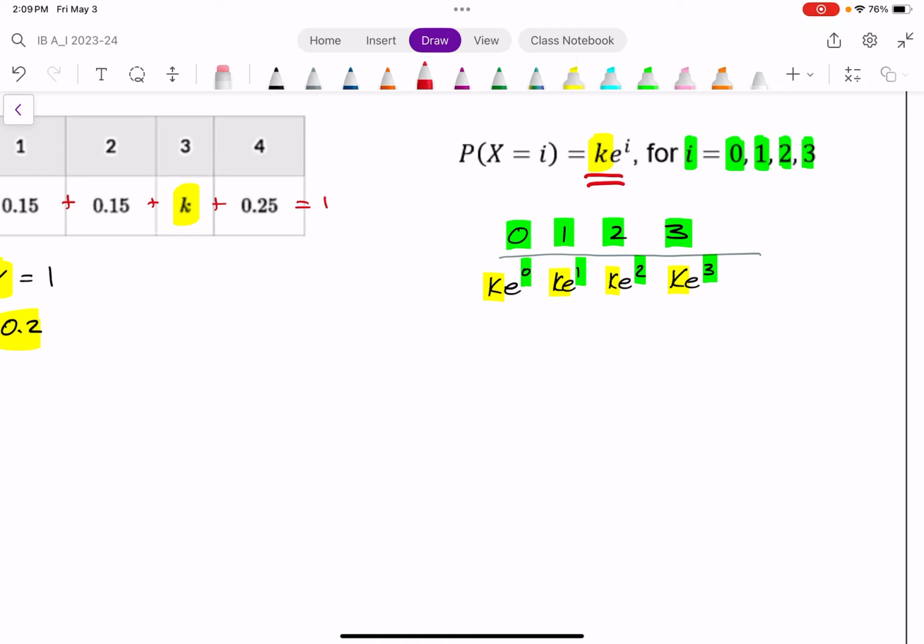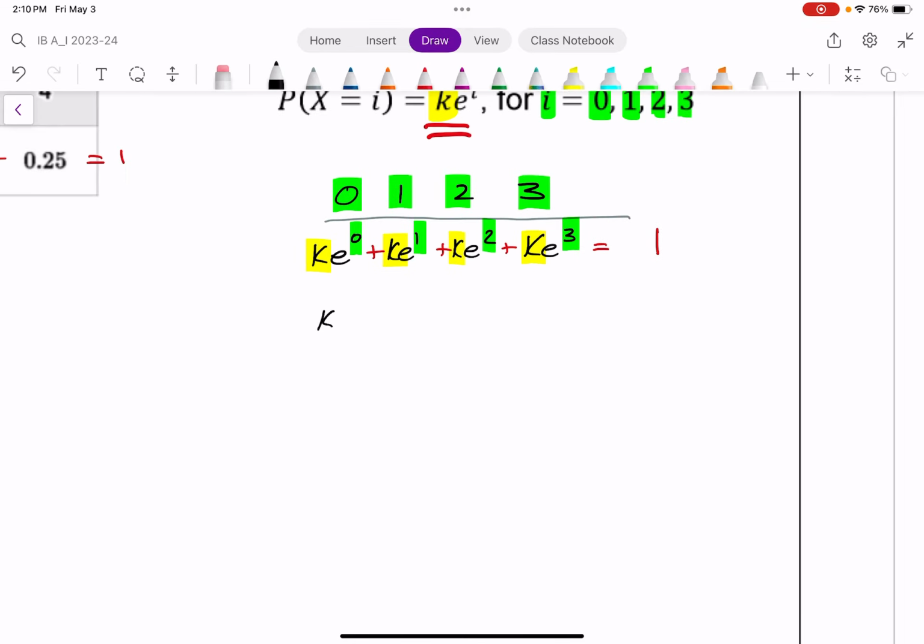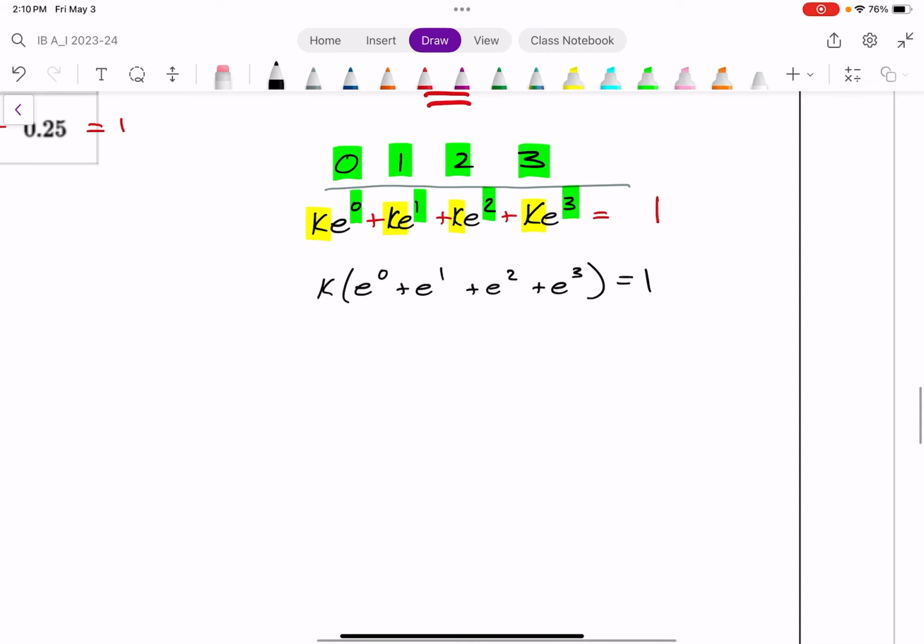Well, remember again, like before, all of these values, whatever k is, must add up to 1, which means I can solve this equation. How would I solve it? I would first take out a factor of k from all of these. So I have e to the power of 0 plus e to the power of 1 plus e to the power of 2 plus e to the power of 3, and all that equals 1. I would divide both sides by all of this good stuff right here, and then I'm done.